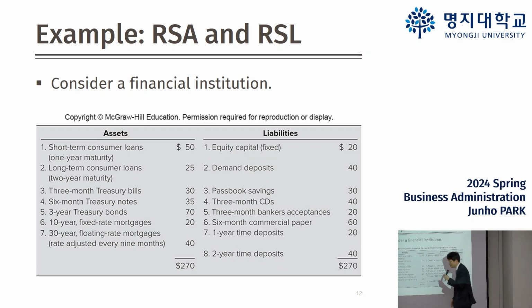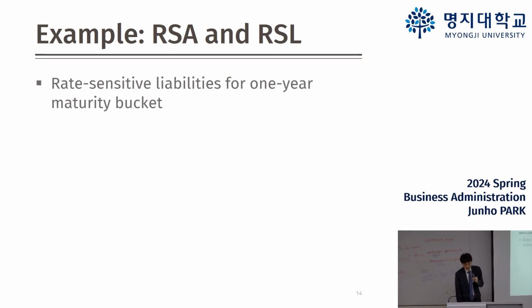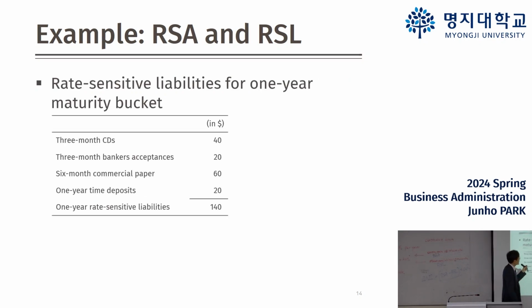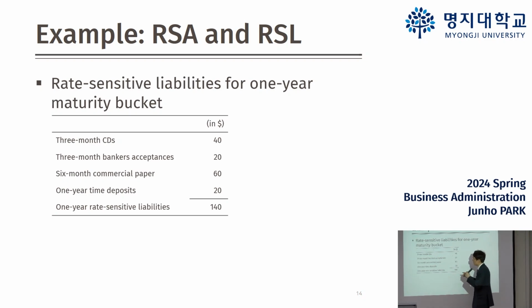So as a result, the rate sensitive liabilities can be calculated as the sum of 3 months certificate of deposits, 3 months bankers acceptances, 6 months commercial paper, and 1 year time deposits. And the 1 year rate sensitive liabilities will be 140.